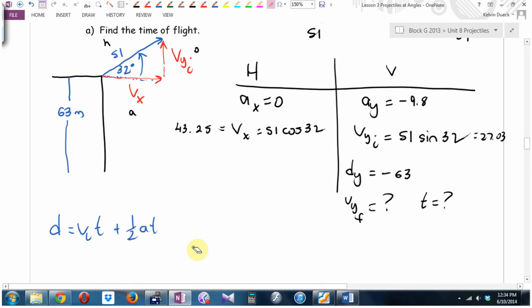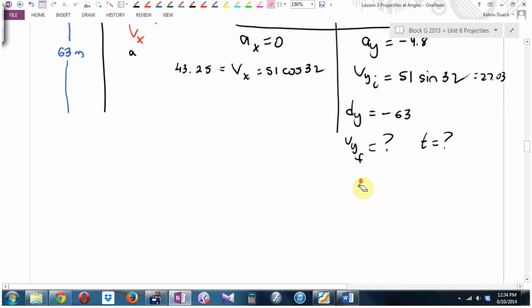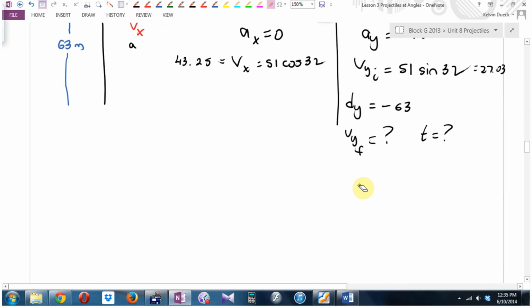So you know what? I'm not going to. Here's what I'm going to say. Pick your pencils up. I can find Vy final. There is an equation that has these four things in it. Which one? The square equation, Vf squared equals Vi squared plus 2ad. That's vertical, vertical, vertical, vertical. Again, make sure you don't put a horizontal into a vertical equation, and don't put a vertical into a horizontal equation.